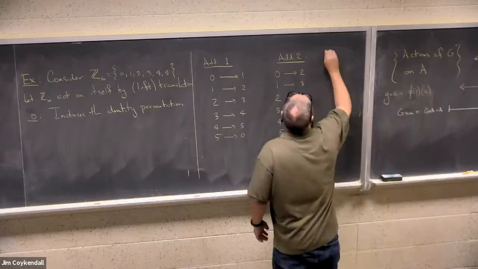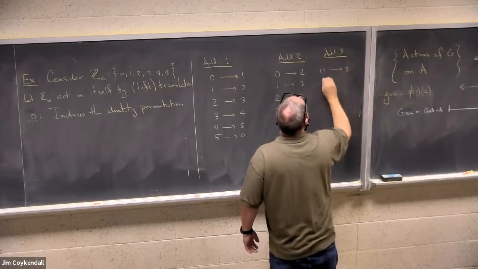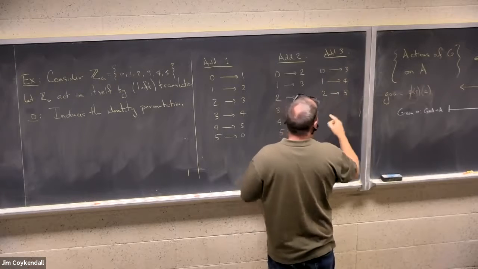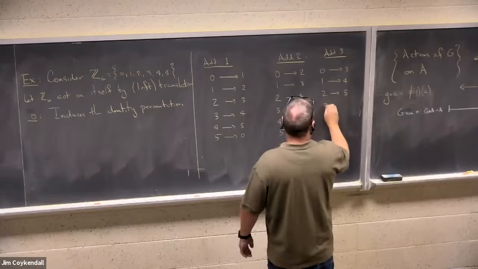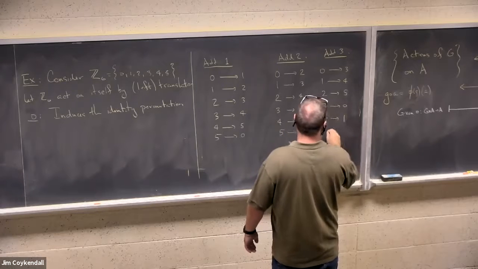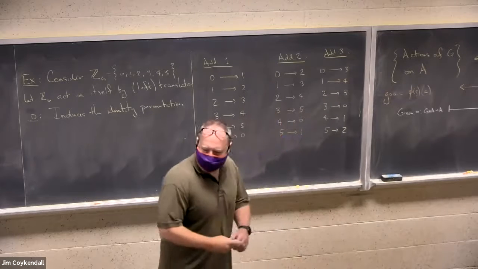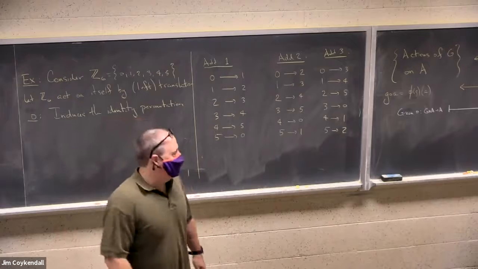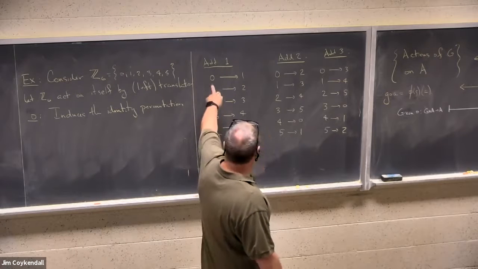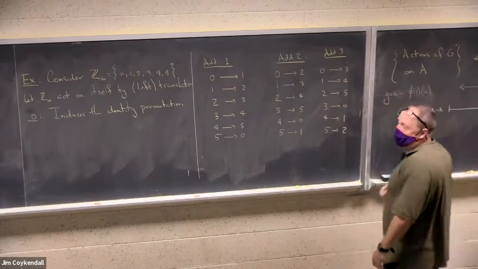Let me do one more, and the rest is more obvious. Have 3: 0 goes to 3, 1 goes to 4, 2 goes to 5. 3 goes to 0, 4 goes to 1, 5 goes to 2. So the way this homomorphism will work, you correspond this action to a permutation of the elements here, right? So for example, this one, let's see what happens.